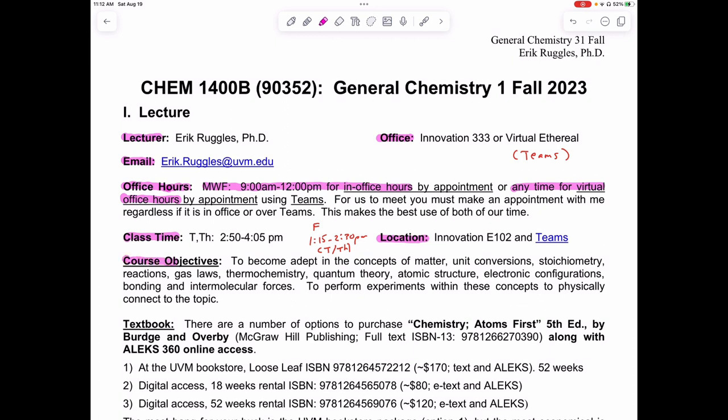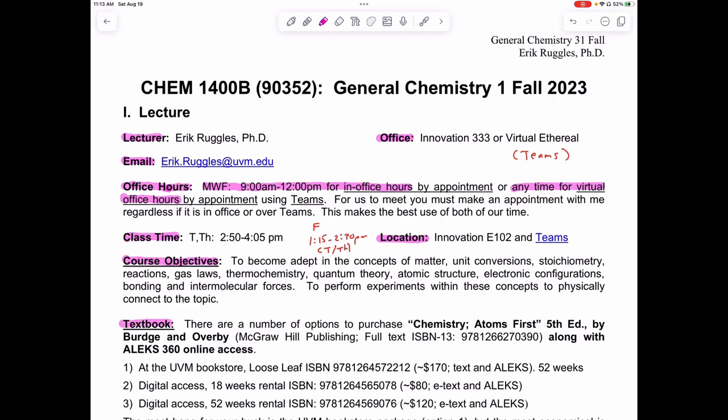Course objectives here are really just to get into learning some general ideas of chemistry, such as atomic structure, stoichiometry of reactions, thermochemistry, quantum chemistry, forces of attraction, right? As well as not only learning these different types of topics, but also to reinforce them with performing experiments in the laboratory. So that's how we try to connect the two, doing topic matter in the lecture and then reinforcing that with experiential, hands-on learning in the laboratory.